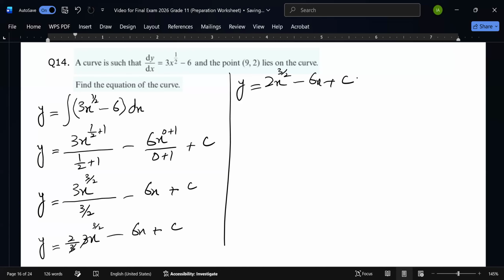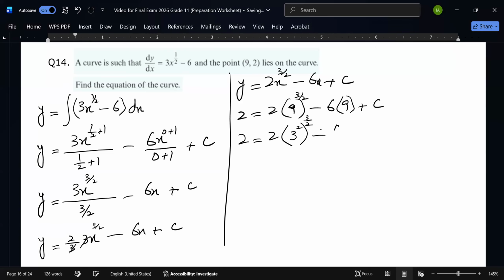But final thing, you're right. Let's find the value of c. Substituting the value of x and y, the y is 2 and x is 9. This is 2, this is 2. 9 to the power 3 upon 2, we write 3 square instead of 9. This is 54. 2 is going to be cancelled out. 2 power 3, 27 times 2, which is 54, minus 54 plus c. Therefore, the c will be 2.